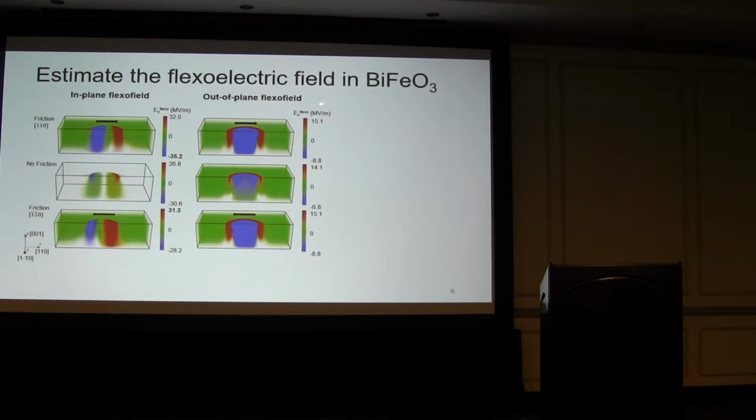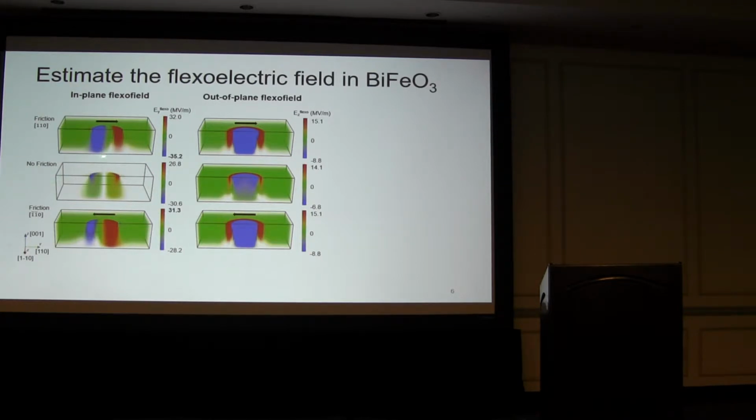So to do this, we first made an estimation of the flexoelectric field in BFO. There's actually no report of the magnitude of the flexoelectric coefficient for BFO, so here we just use the coefficient for barium titanate as a crude estimation. We can find that when there's no friction, the in-plane flexo field could be even larger than the out-of-plane one in the BFO case. After we consider the frictional force along different directions, the out-of-plane flexo field remains a similar shape, and the magnitude doesn't change too much.